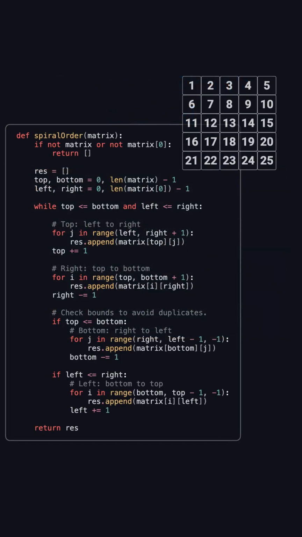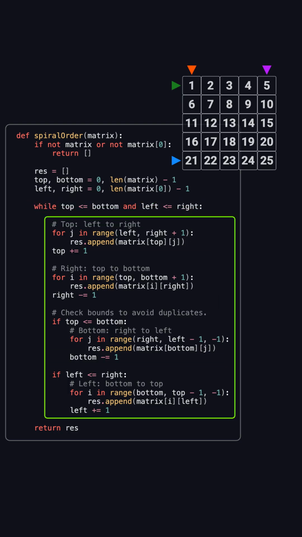Let's walk through this using a 5x5 matrix and some Python code. First, we set four variables: top, bottom, left, and right. They represent the four boundaries of the current layer. As long as top is less than or equal to bottom, and left is less than or equal to right, we traverse the matrix in the order: top, right, bottom, left. After finishing each side, we move the corresponding boundary inward.